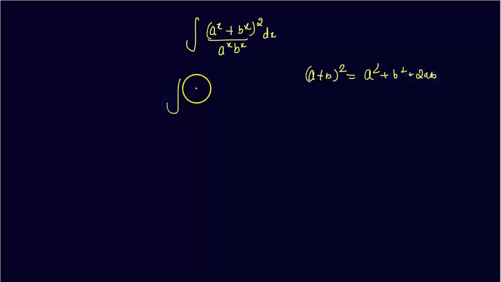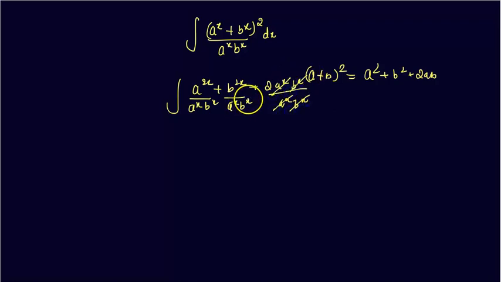And here you will write the same thing as a^(2x) + b^(2x) + 2a^x b^x, and the whole thing is divided by a^x b^x. We will separate this, so you will write a^(2x) over a^x b^x, b^(2x) over a^x b^x, and 2a^x b^x over a^x b^x. So a^x b^x and a^x b^x will get cancelled in the last term. Cancelling in the first term, you get the value a^x, and in the second term, you get b^x.